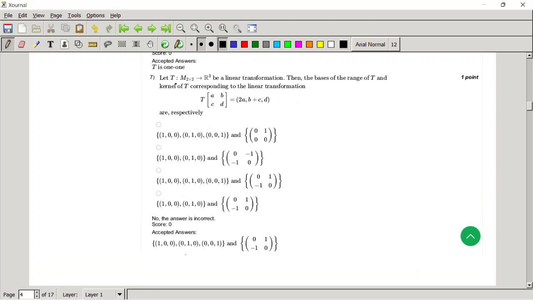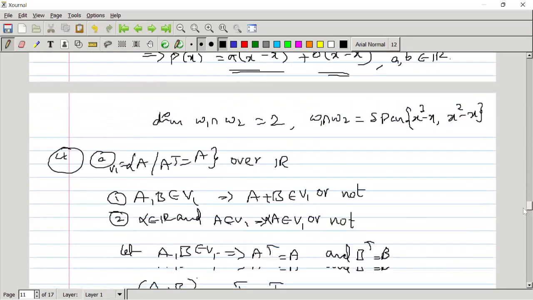So here it is given that T is a linear transformation from M 2 cross 2 to R cube given by T of a b c d equal to 2a comma b plus c comma d. It is asked to calculate the basis of the range of T and the kernel of T. Let me write this.